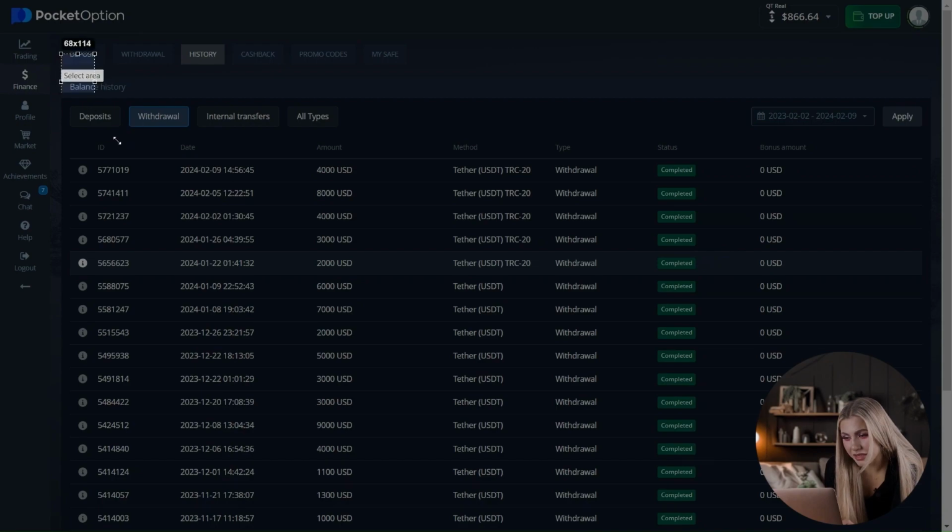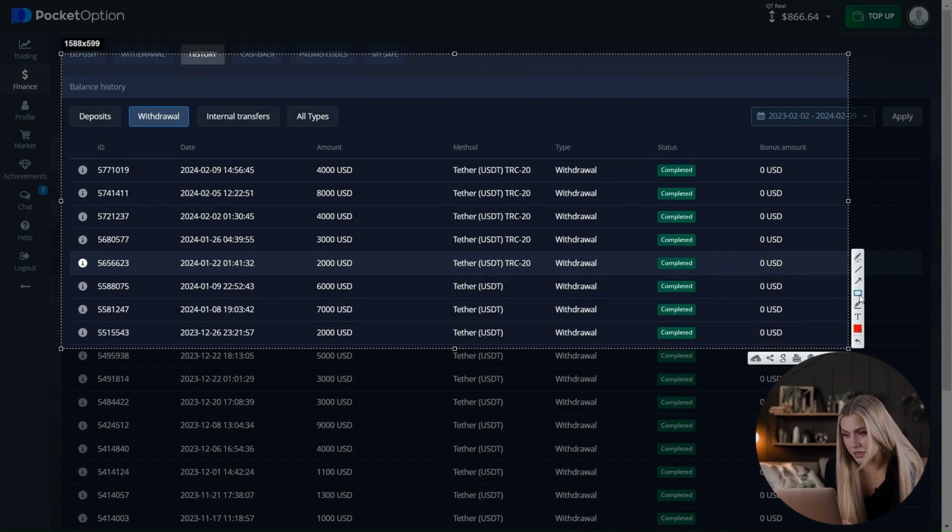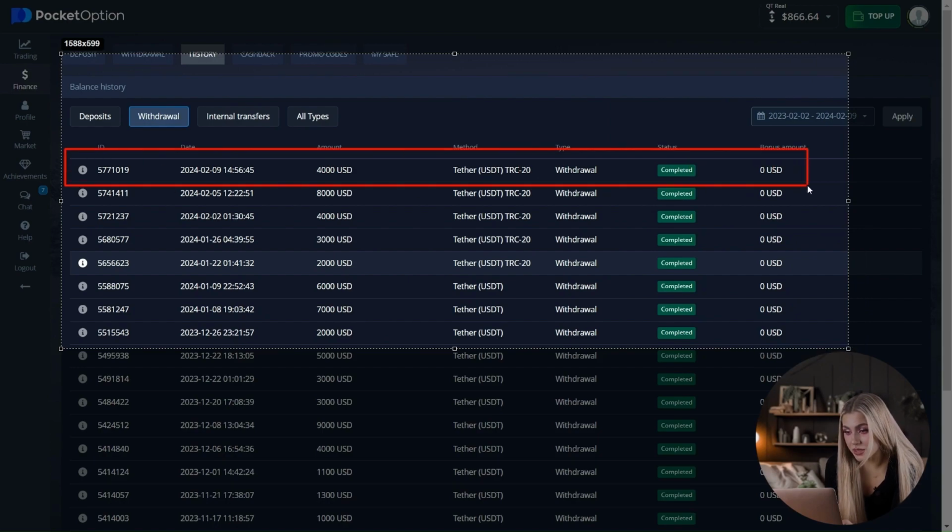This time it took a bit longer, I waited about 20 minutes. But 4,000 is already with me. And in the transaction history, we see a record that everything went successfully. Such a simple and easy way, without any fuss. That's all for today, let's sum up.